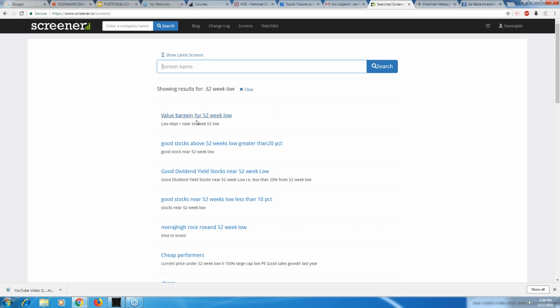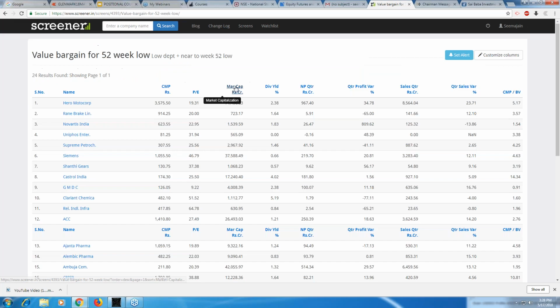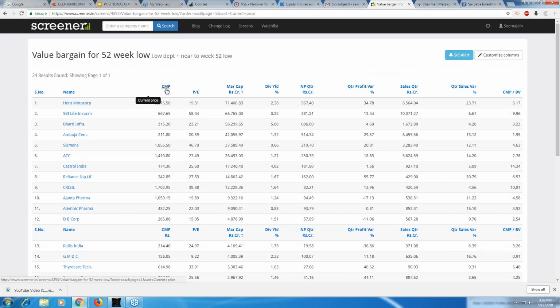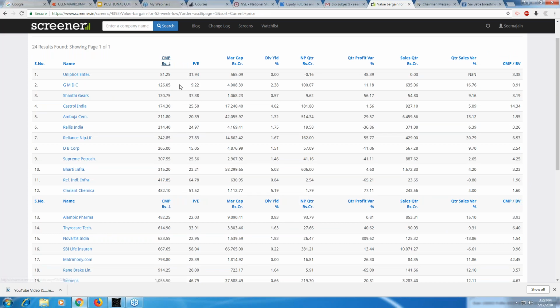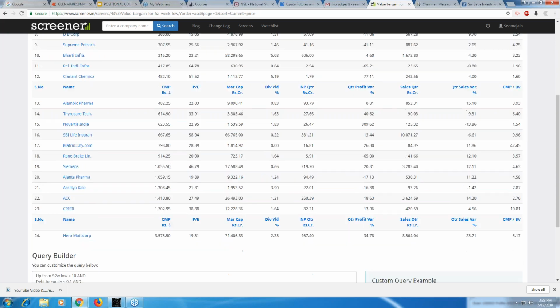So showing results of value bargain for 52-week low. These are the companies whose current market price is close to their 52-week low. For example, Uniforce Enterprises, GMDC, Shanti Gears, Castrol India, Ambuja Cement, Rallis India, Reliance, DB Corporation, Supreme Petrochemicals, Bharti Infra, Reliance Infra, Clariant Chemicals. These are the ones close to their 52-week low. From here you can check which company has good fundamentals, and then look for entry into them.